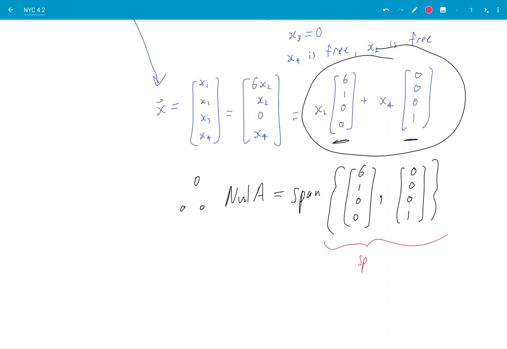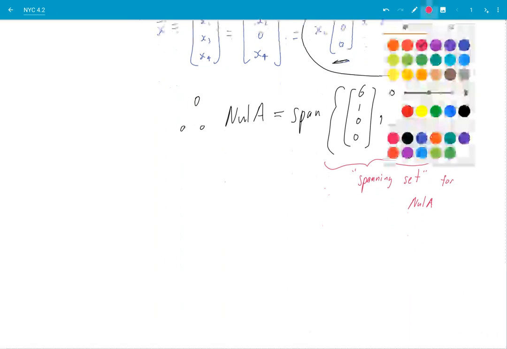This is called a spanning set. A spanning set for null A, because it's a set that spans the subspace in question. So here's my answer to the question I posed. Let's say a bit more about this, though.